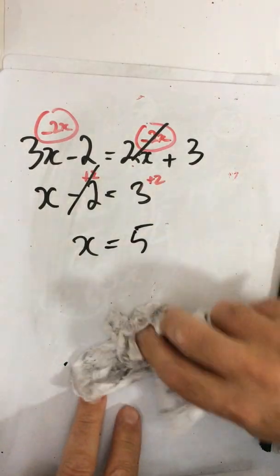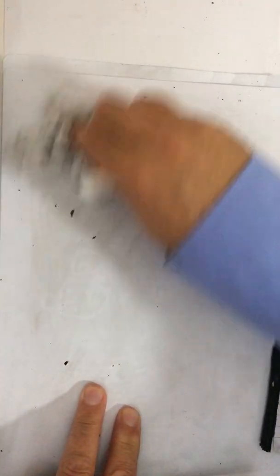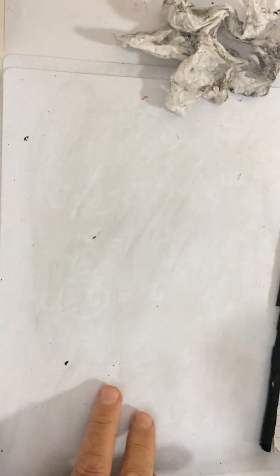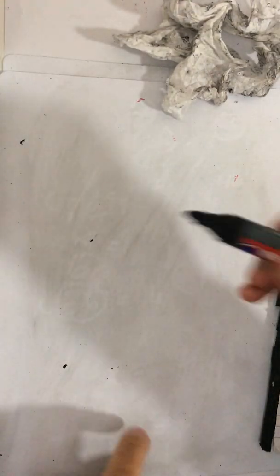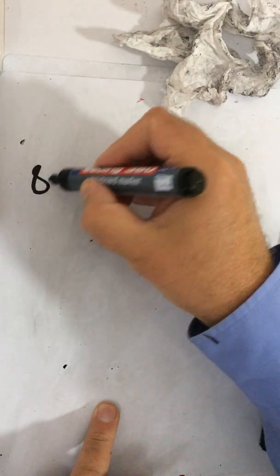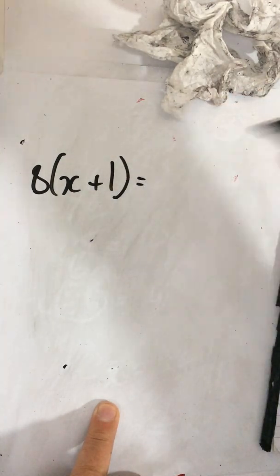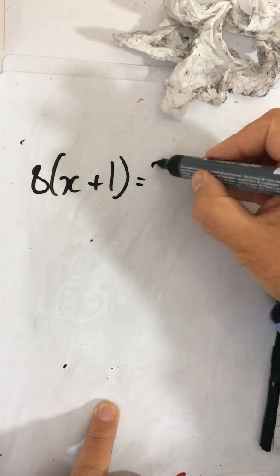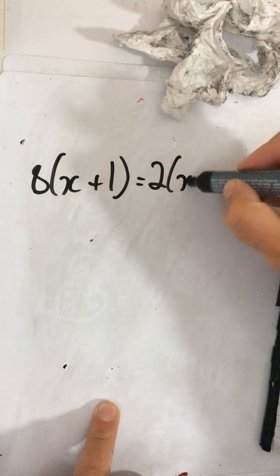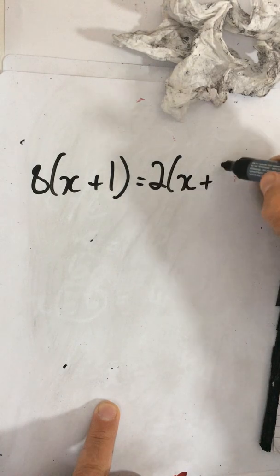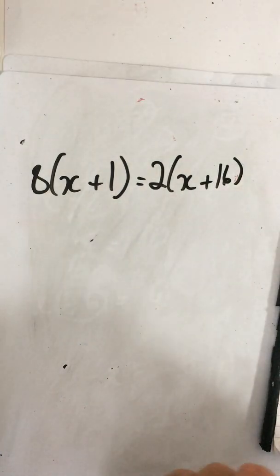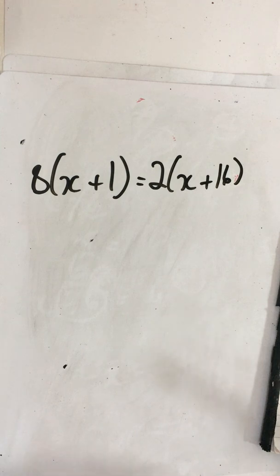Right, one more. So let's have a look at 8 bracket x plus 1 is equal to 2 bracket x plus 16. Again, this looks complicated, but just follow the normal rules.